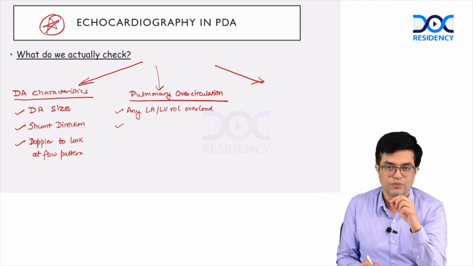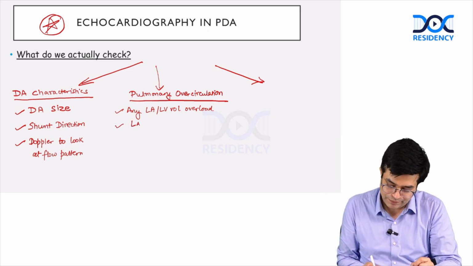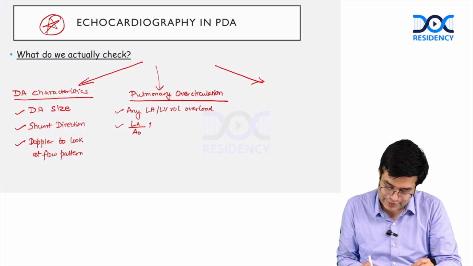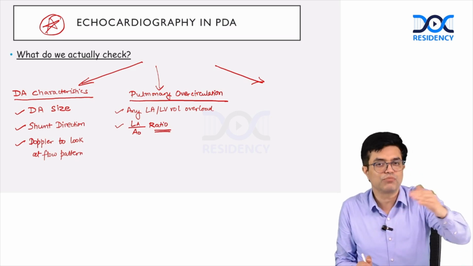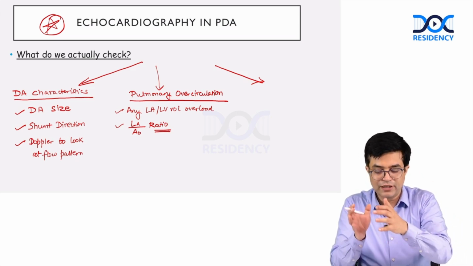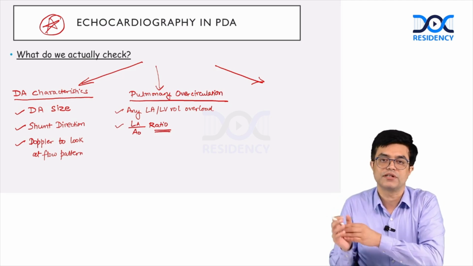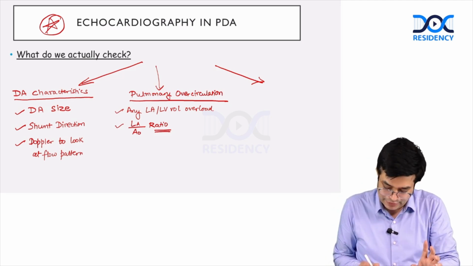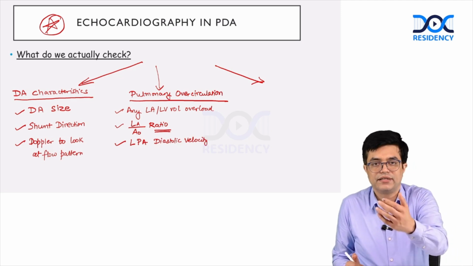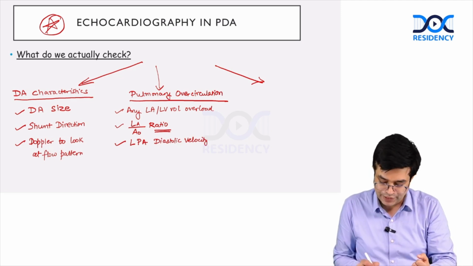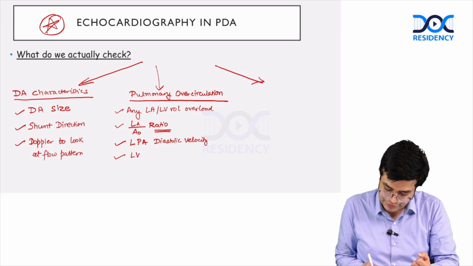Second, you will look at the ratio between the left atrium and the aorta. This LA-AO ratio is a very, very important and sensitive marker, which we will discuss in some time. If it is above 1.5, we usually say the patient has pulmonary volume overload, or pulmonary overcirculation is present, suggestive of PDA. Thirdly, you will look at the left pulmonary artery diastolic velocity. It tends to be increased in a patient with significant PDA. And fourth, you will look for the left ventricle ejection fraction.